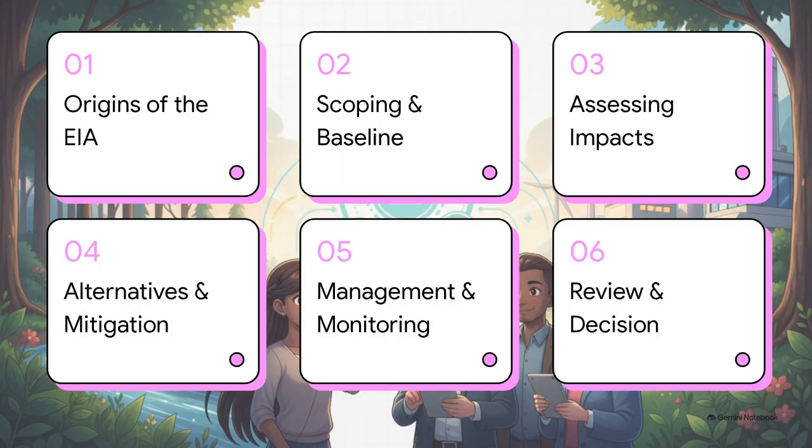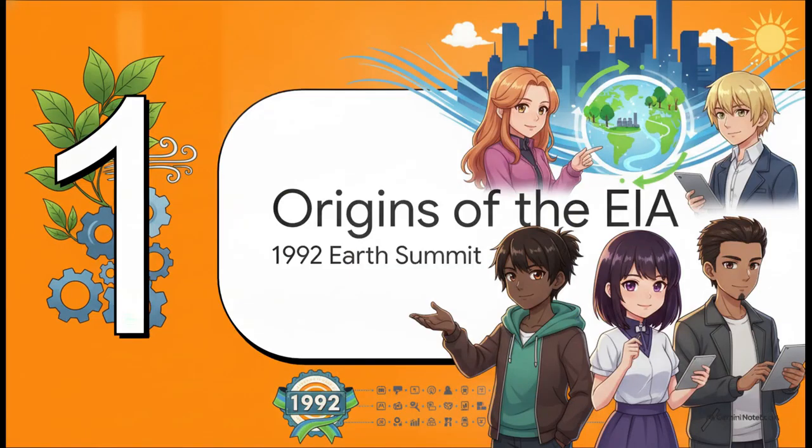We're going to distill a pretty dense 11-step regulatory methodology into 6 clear phases: the origins of the EIA, scoping and baseline data, assessing and evaluating impacts, alternatives and mitigation strategies, management and monitoring plans, and finally, the review and final decision. All right, let's jump right into part 1, the origins of the EIA.